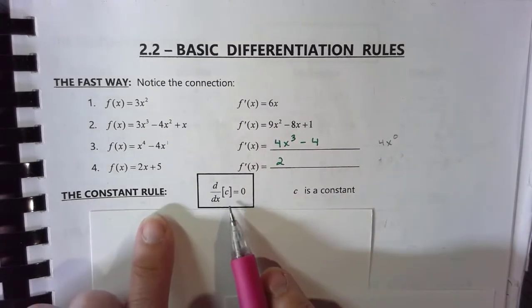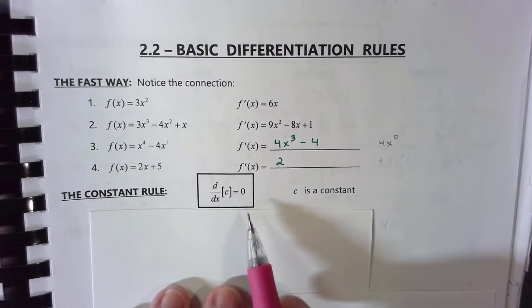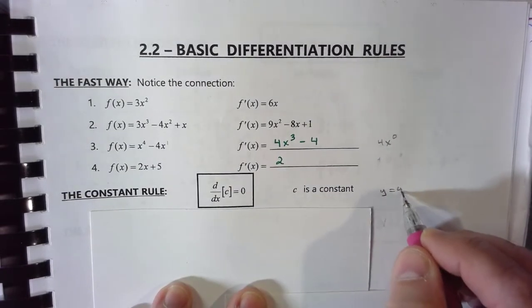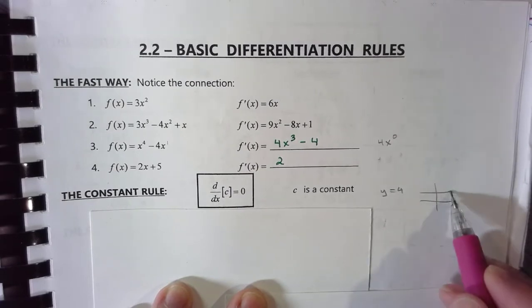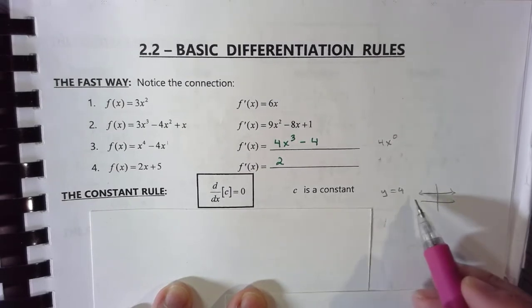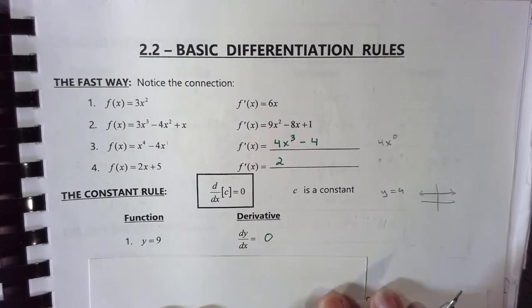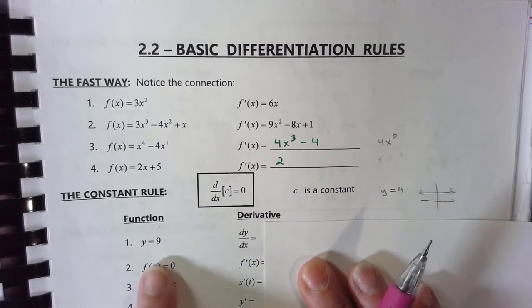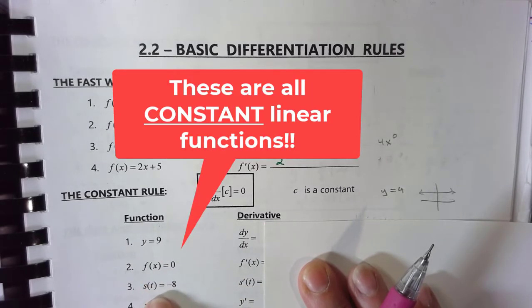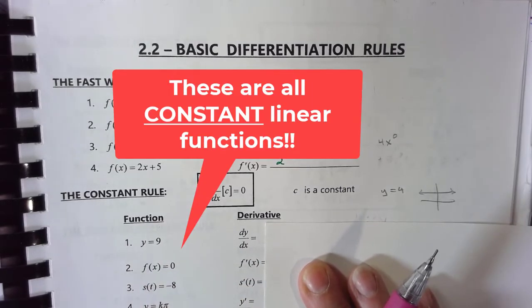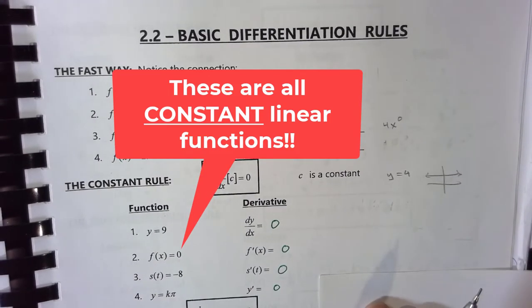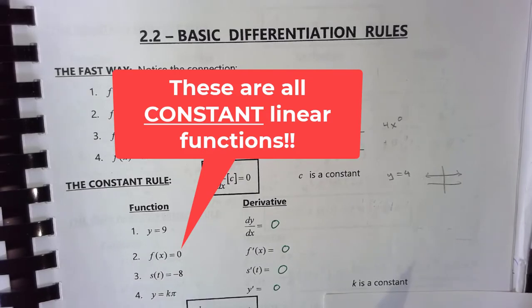One is the derivative of a constant. Think about it. If you have a constant function, let's say y equals 4. That is a horizontal line at y equals 4. What is the slope at every point on that line? Well, it is 0. So if you look at each one of these functions, these are all linear functions. Therefore, their slopes will all be 0. Notice that in number 4, k is a constant.